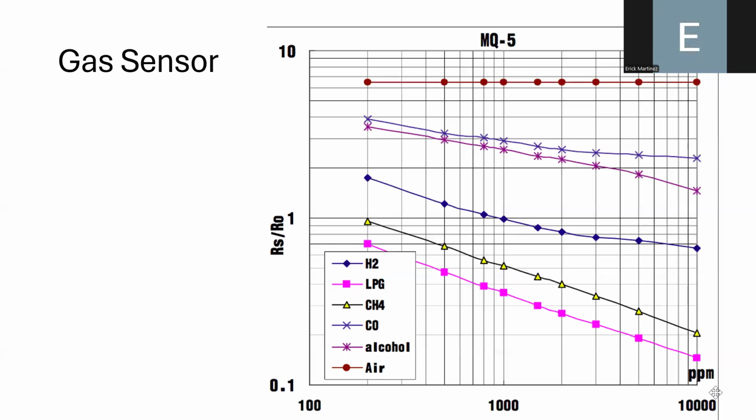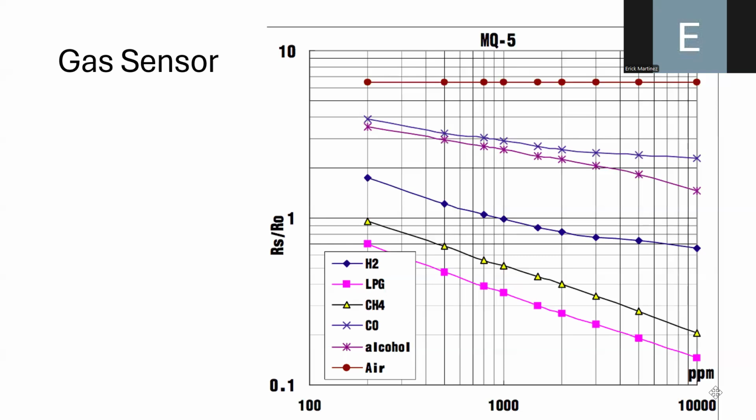For example, if you want to detect methane, liquefied petroleum gas, that is the rose line. The methane is the yellow line with triangles. Alcohol is this purple line. And carbon dioxide is this line. But they look very similar. The difference between them is not too much. And also you have air.